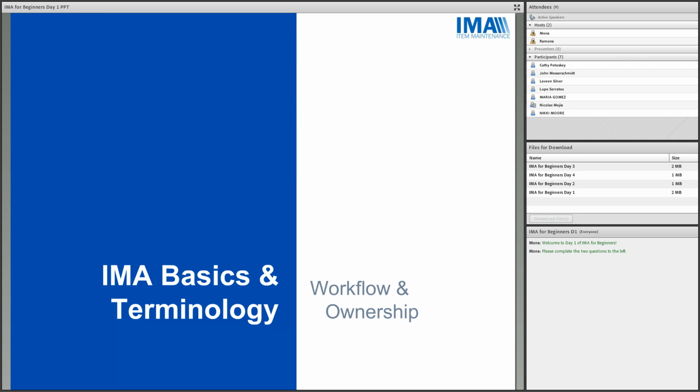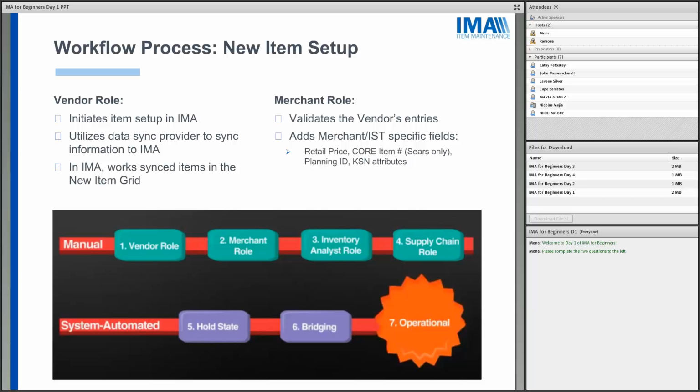Okay, first we're going to talk about the workflow and ownership within IMA. So the item setup process always starts with the vendor. You will initiate the item setup in IMA, and you do that by using your data sync provider to sync information over. Once that information gets synced over, you can locate it in your new item task list and then take those into a new item grid and work those through.